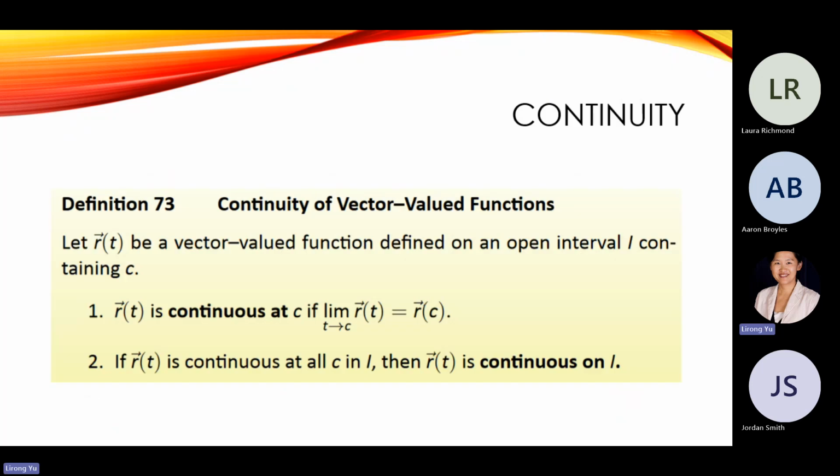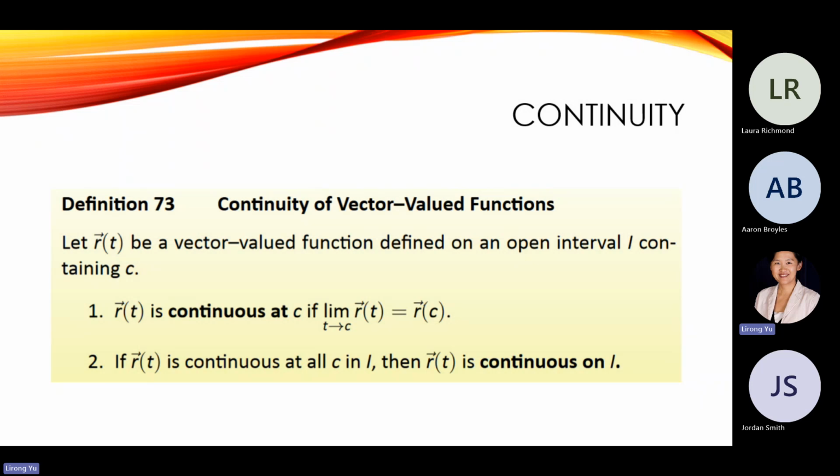Now that we have limit defined, let's define continuity. Like I said, if you can approach it from both sides, then the curve is continuous at that point. If r(t) is a vector-valued function, we say that r(t) is continuous at a point c if the limit of the vector r(t) when t approaches c equals the value of the vector at c. So basically, the limit of the function equals the function value. That's considered continuous at a point.